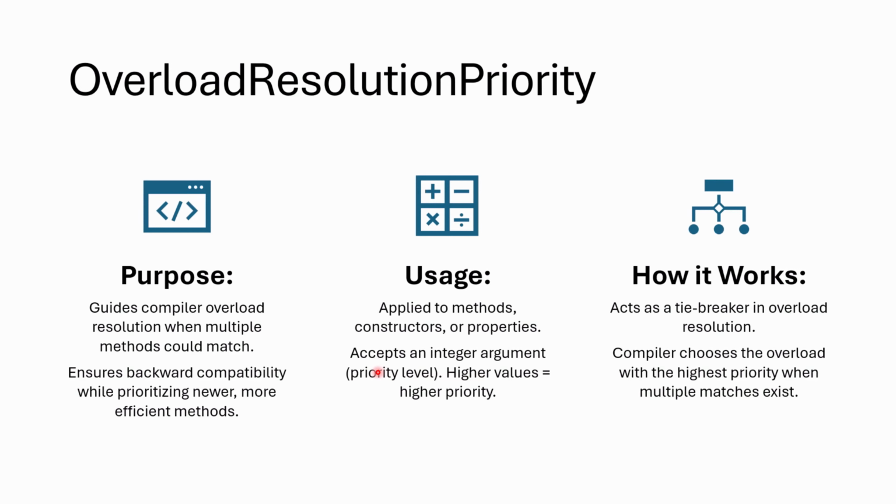Here is how it works. During overload resolution, if multiple methods are equally suitable, the compiler uses overload resolution priority as a tiebreaker to choose the method with the highest priority. Let's jump into Visual Studio. We implement this overload resolution priority.